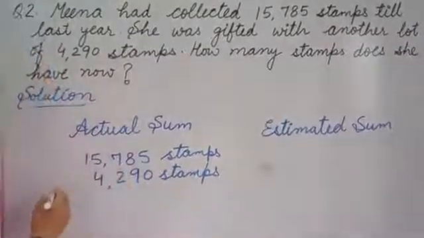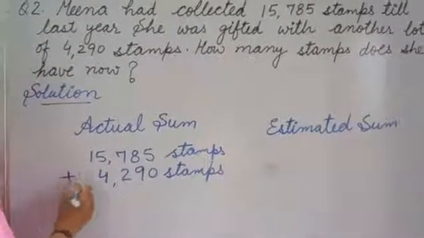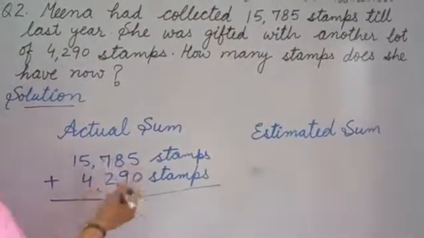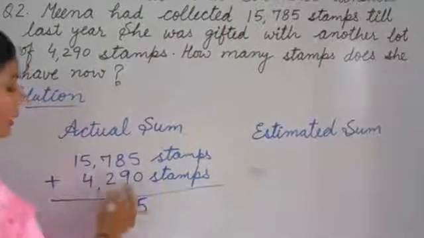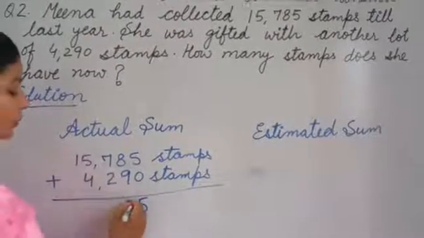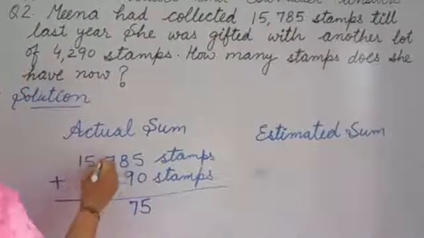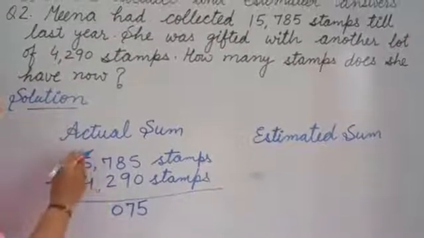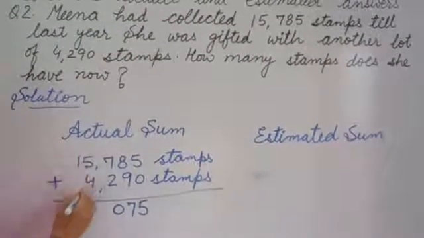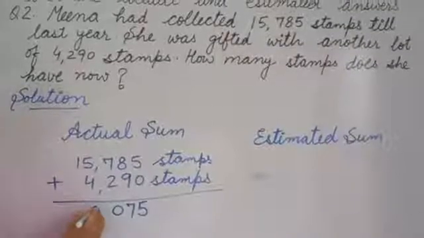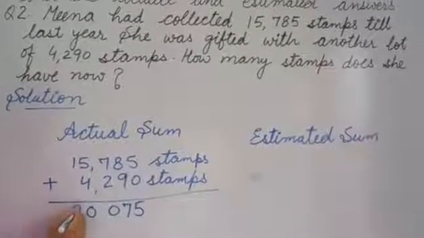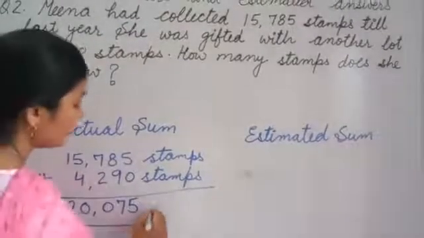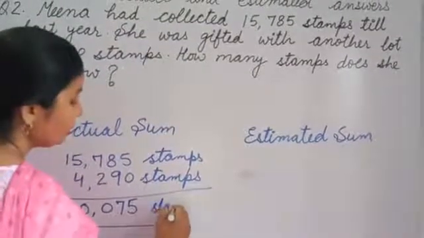Okay. Now what will we do? For actual sum we have to add them. So now we will do addition. 5 plus 0, 5. 8 plus 9, 17. 1 carry. 7 plus 1, 8. 8 plus 2, 10. 1 carry. 5 plus 1, 6. 6 plus 4, 10. 1 carry. Now 1 plus 1, 2. So 20,075 stamps. Okay.